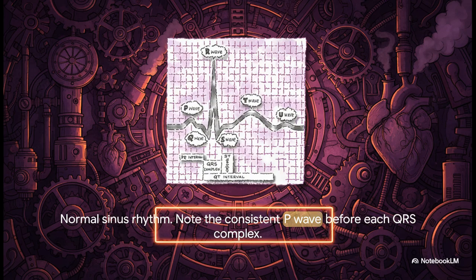And this, right here, is a beautiful, normal sinus rhythm. You see that perfect little P wave before every QRS? That means every beat is starting right where it should. It's predictable, it's efficient. This is our gold standard.